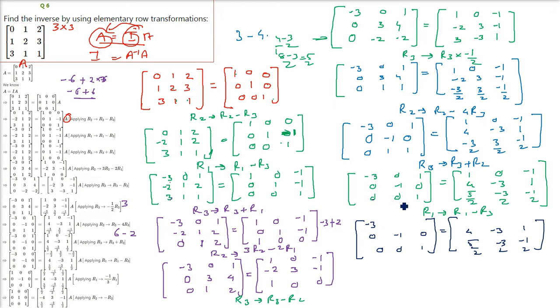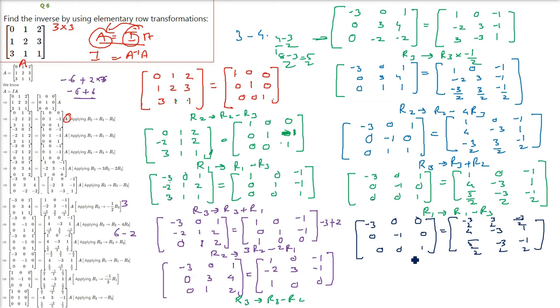0 minus 1 is 0, and 1 minus 0, again we got a 0. Right? So row 1 minus 1 is 0, 0 minus 0 is 0, minus 3 minus 0 is of course minus 3. Same thing on the right hand side also, row 1 minus row 3. So I'm just writing it directly. It's going to be minus 3 by 2, 3 by 2 and minus 3 by 2.